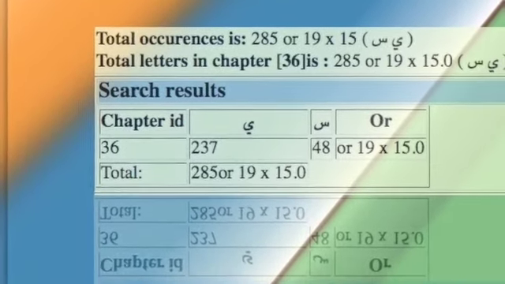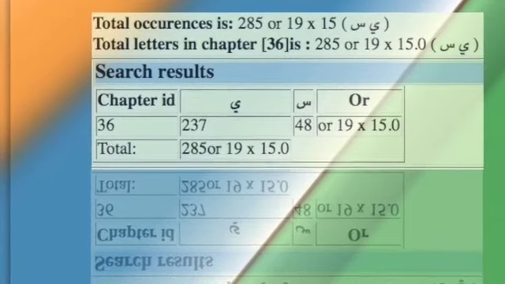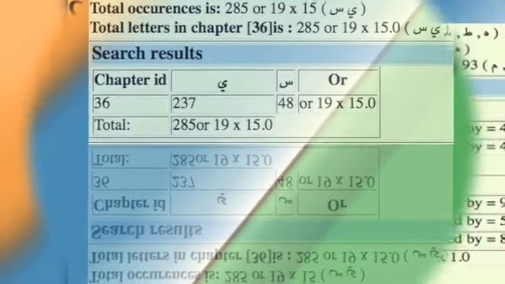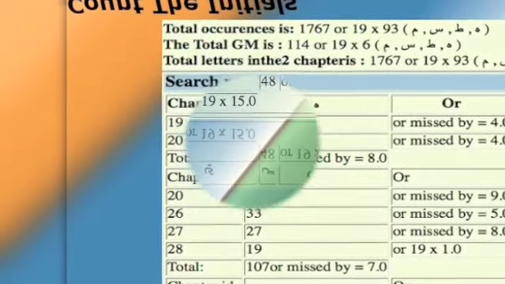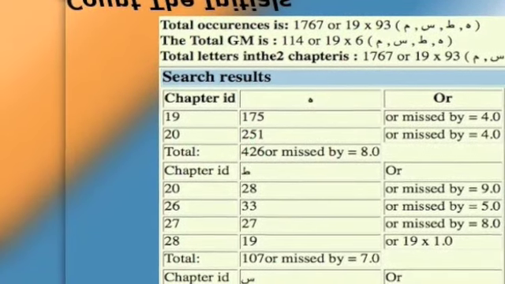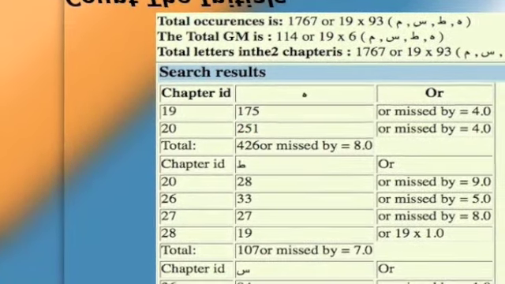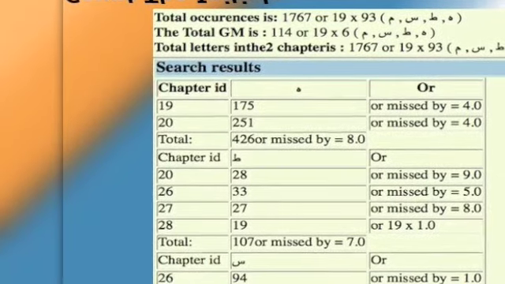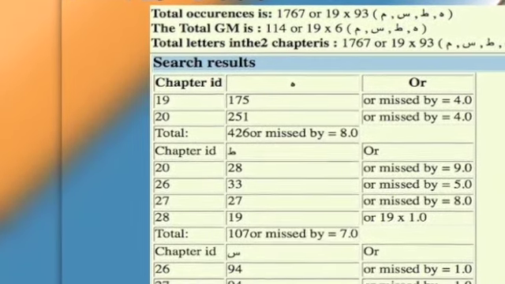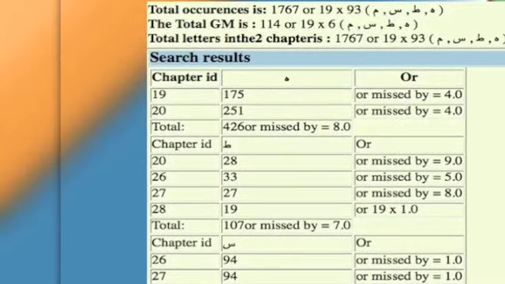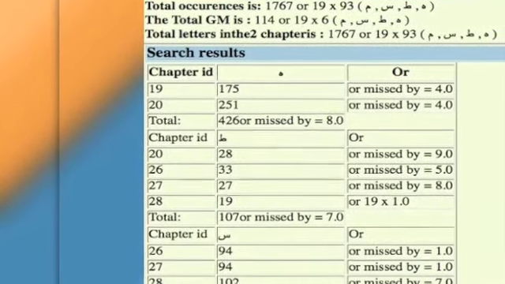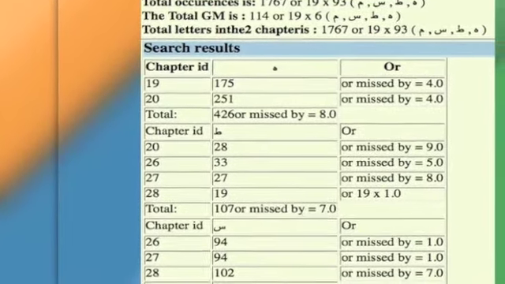Chapter 36 is named Ya Seen. It is also initialized with the initials Y and S. If you count the number of Y's, you'll find 237, and the number of S's is 48. The total is 285, or 19 times 15. Now this one is a bit more sophisticated, so make sure you're awake.